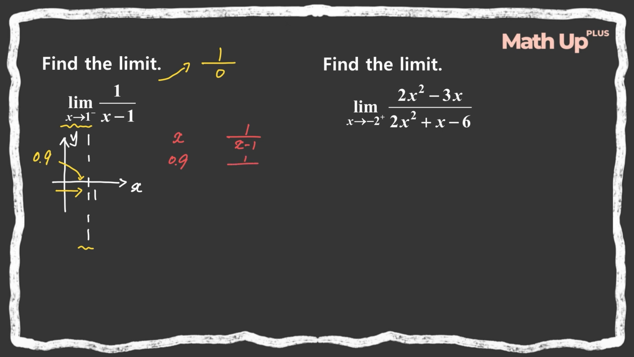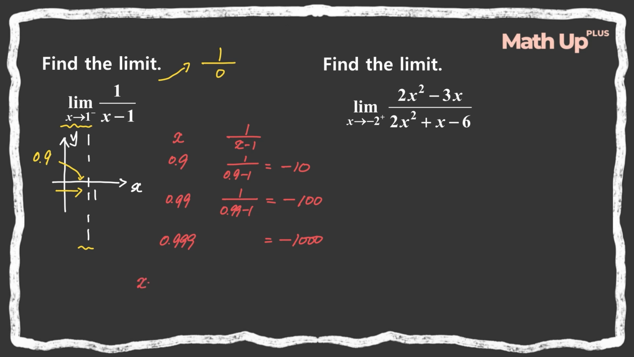So if x is equal to 0.9, our function value, 1 over x minus 1, is equal to 1 over 0.9 minus 1, so that's negative 10, right? If we assign a closer value, closer to 1, maybe 0.99, then 1 over x minus 1 is 1 over 0.99 minus 1, that's going to be negative 100, right? If x is 0.999, then this is going to be equal to negative 1000. Do you guys see that?